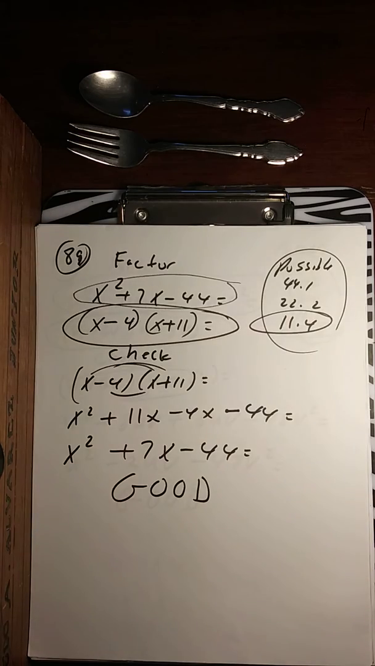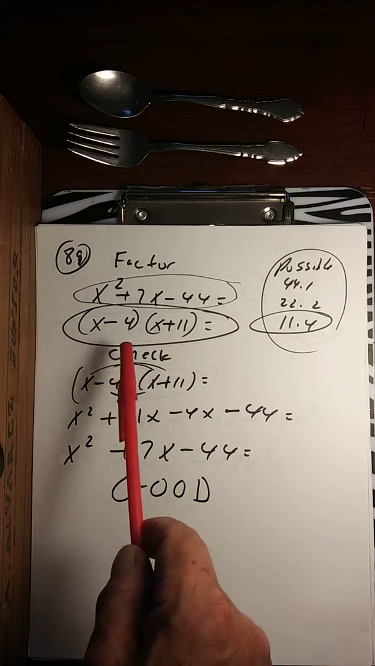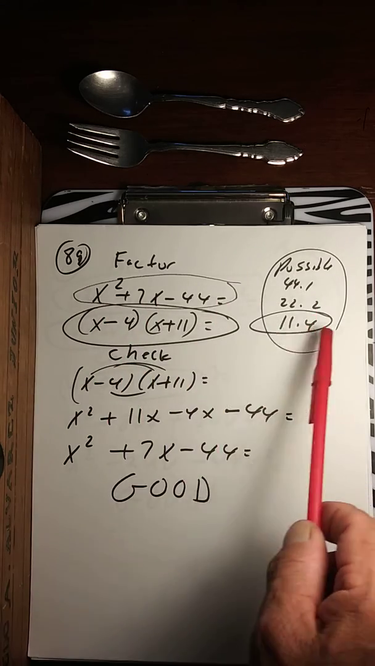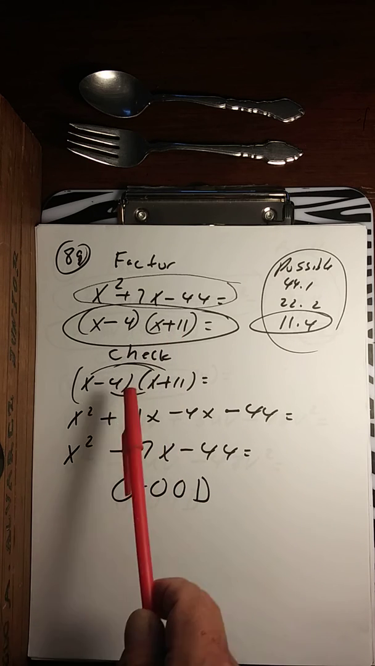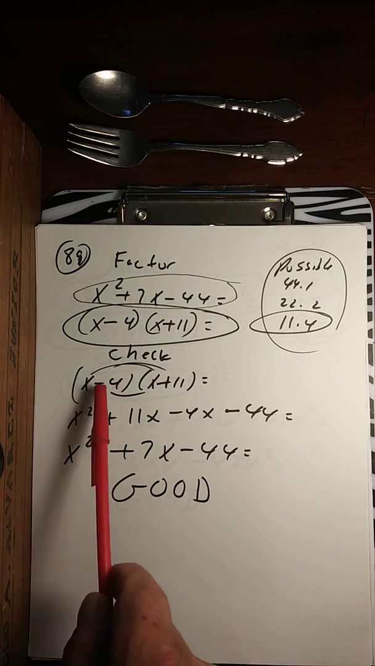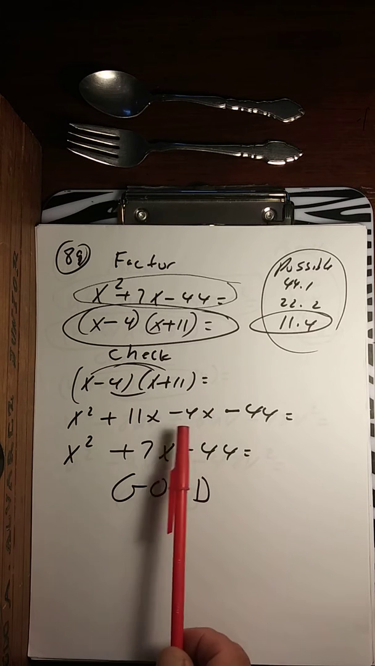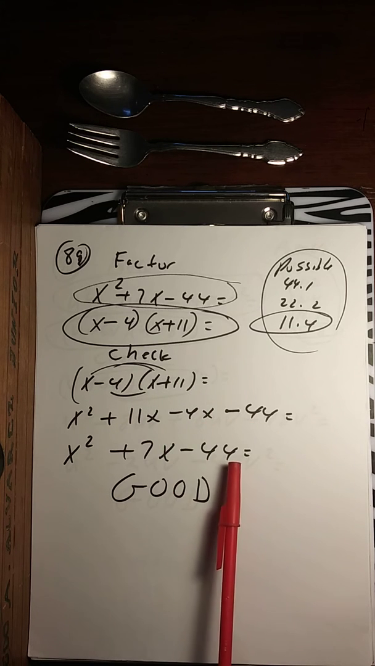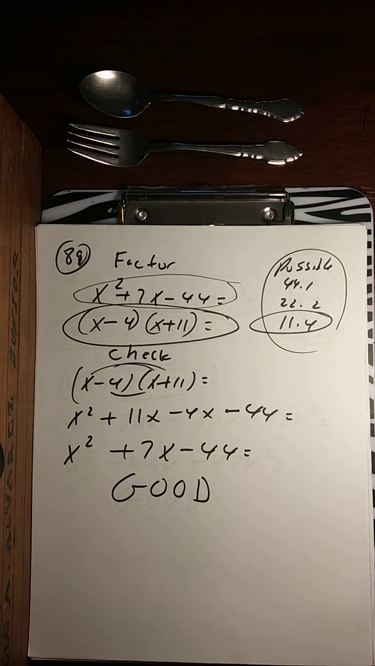Okay, this one. We're going to start again. All possible numbers, I'm going to go with 11 and 4. x minus 4, x plus 11. Does that work? That's going to be x squared plus 11x minus 4x minus 44. x squared plus 7x minus 44. Is that right? Yes, it works. Check it.